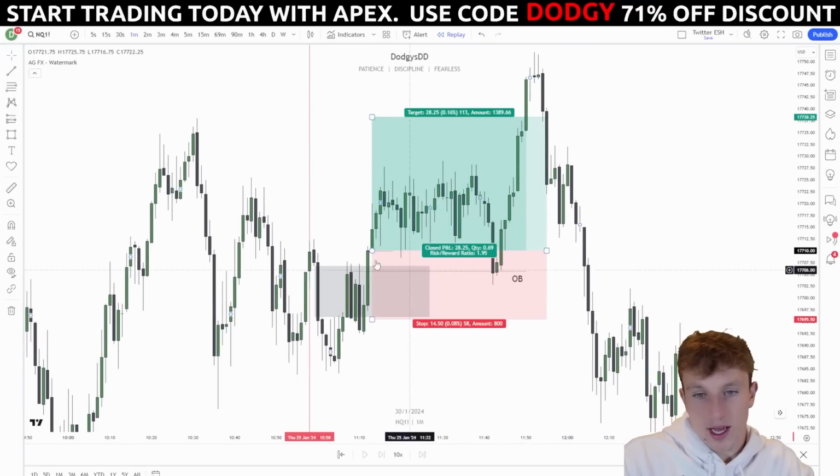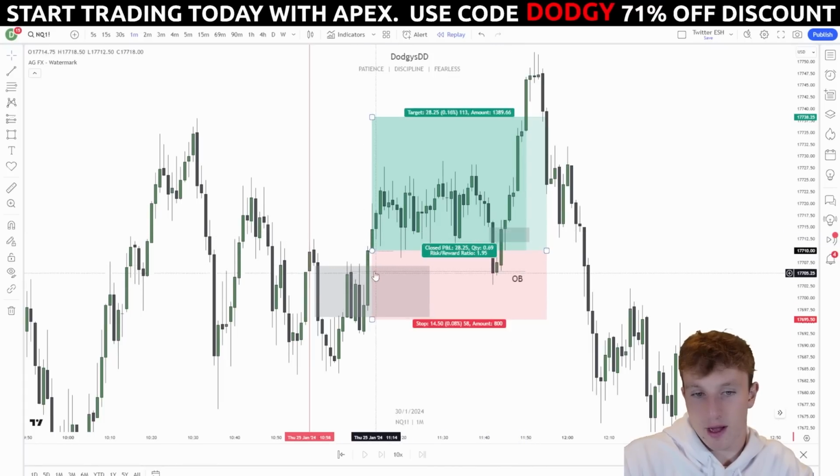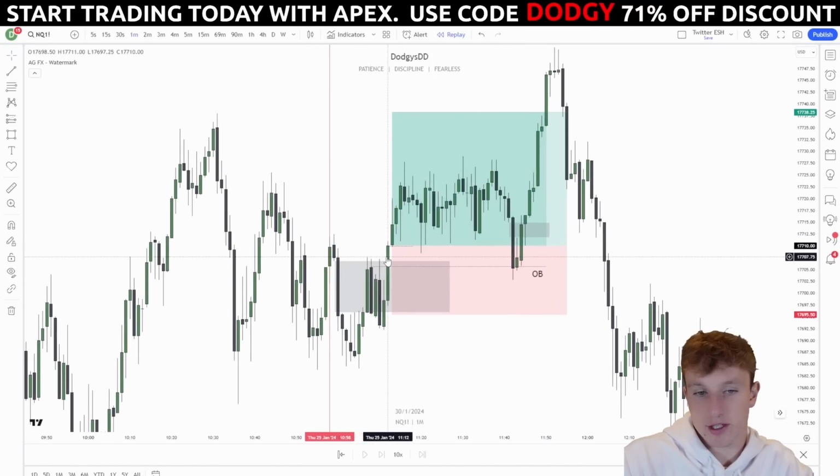With this setup, sometimes you might get a second inversion, you might get stopped at break even, then you might get a second inversion off the OB. That's fine, but this is a really high probability order block to long off of, especially if it's combined with an inversion. So this is just one example.